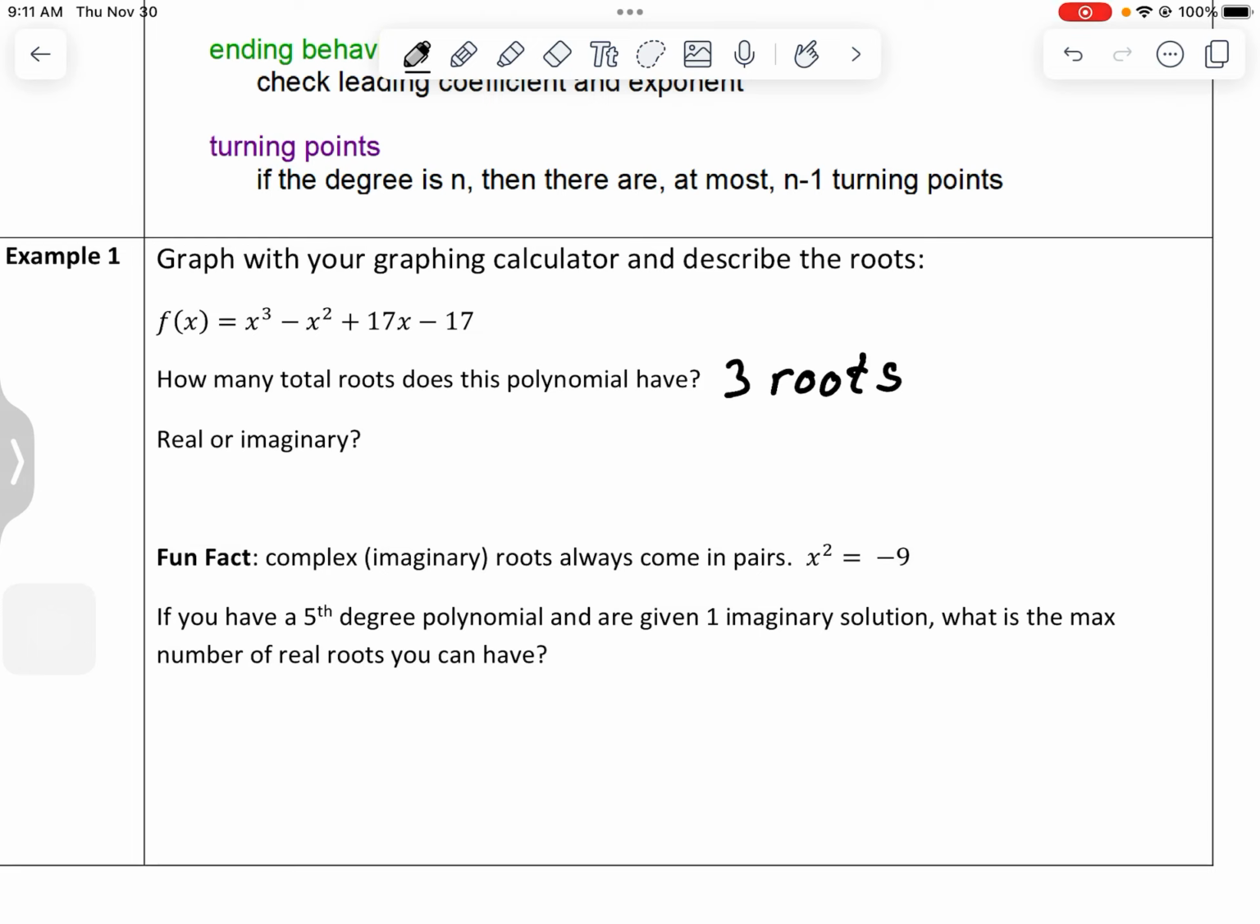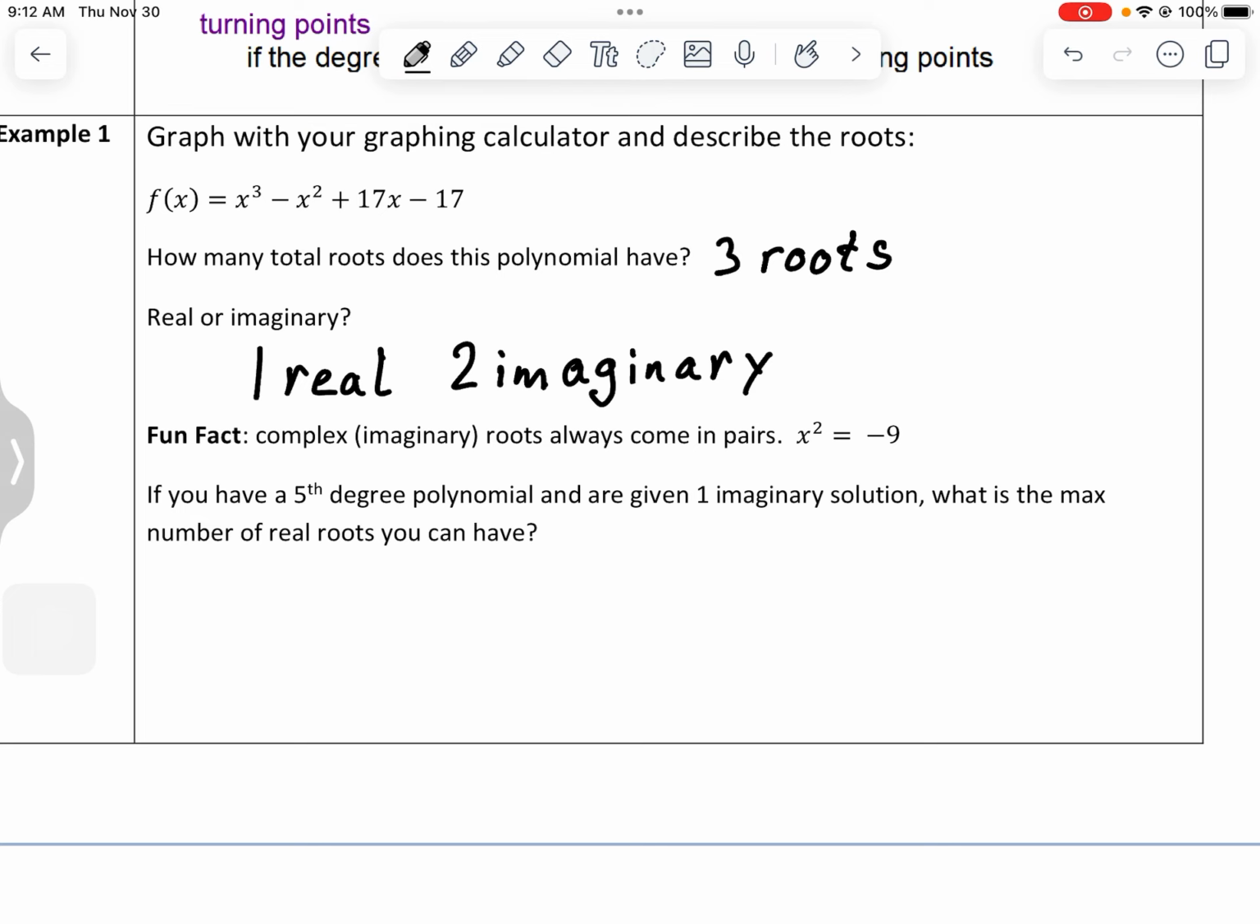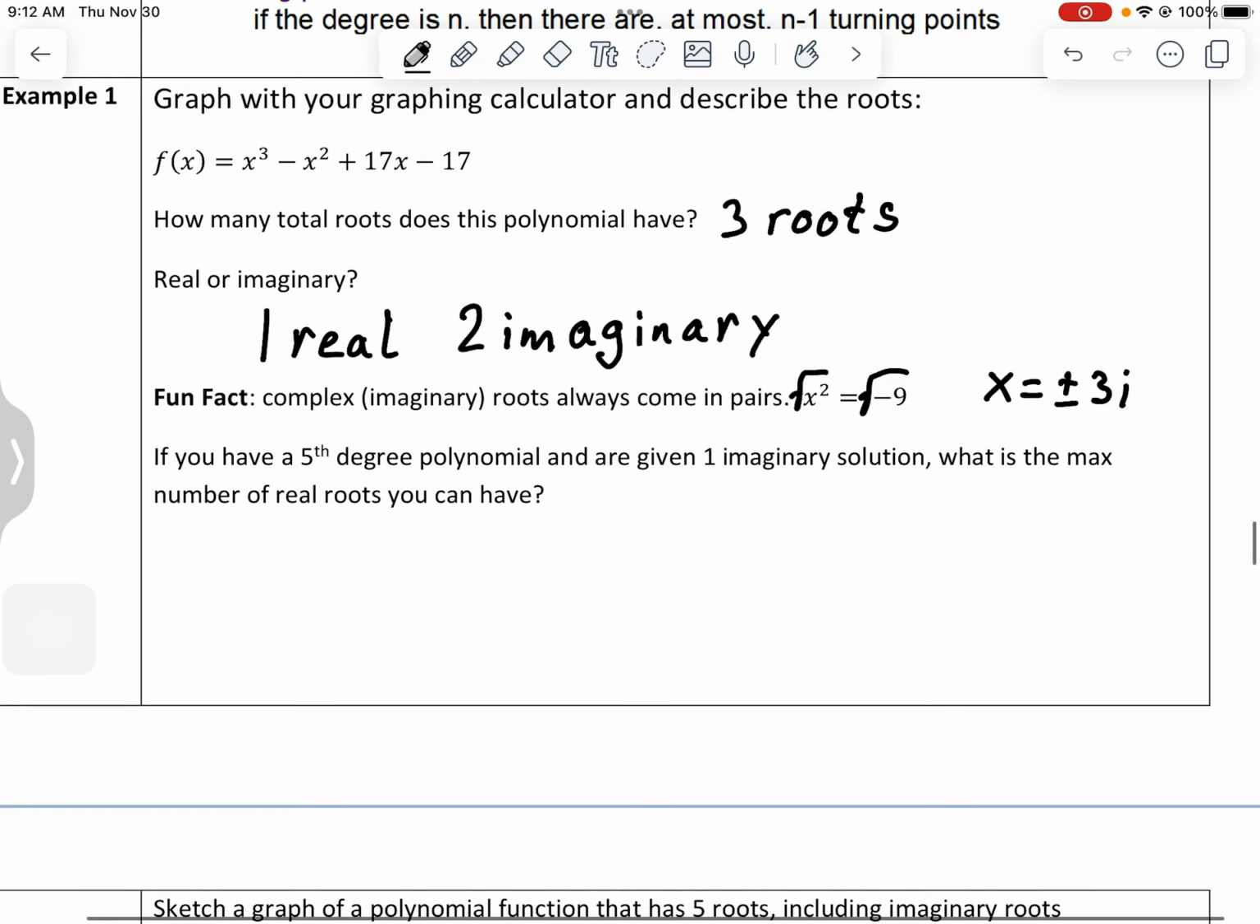Okay, so we would have 1 real, 2 imaginary. And like we learned in 5.1, we can solve for those. We could use that first root that we saw, break it down, and then be able to solve. So complex imaginary roots always come in pairs. The reason is because imaginary roots come from the square root. And when we take the square root, we always end up with that plus or minus situation. So that's why there's always 2 of them. So it's plus or minus 3i in this case.